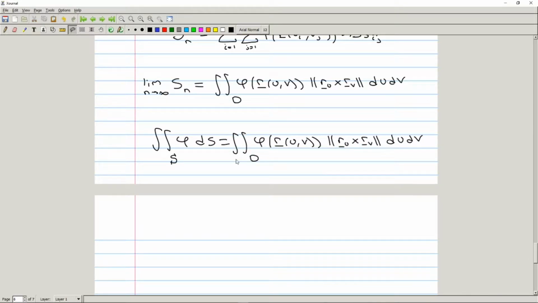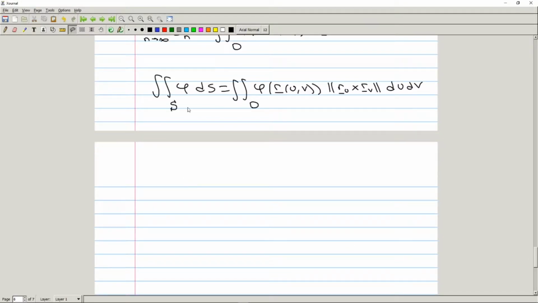And this really sheds some light on what we mean by the surface integral of a function, and you can clearly see that the surface area is the surface integral of the scalar function 1, the constant function 1.